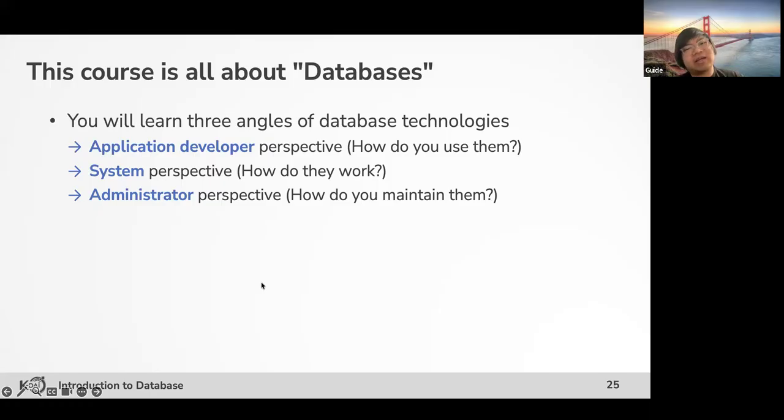Another angle: not many courses in Thailand teach this, but it will give you an edge over other people in Thailand. I'm going to teach you the system perspective of the database technologies as well, so that at least you know how it works. If I know how it works, what am I going to do with this knowledge? When you go to the industry or build your own applications, there will be a question of which kind of technology you want to use.